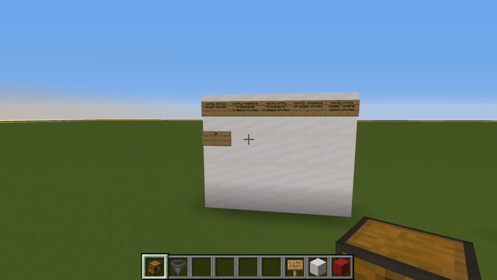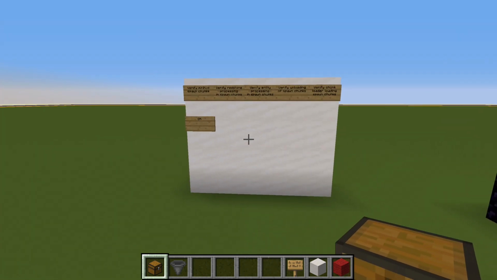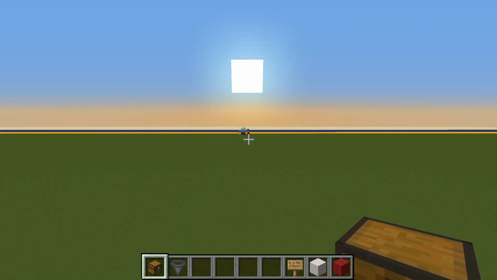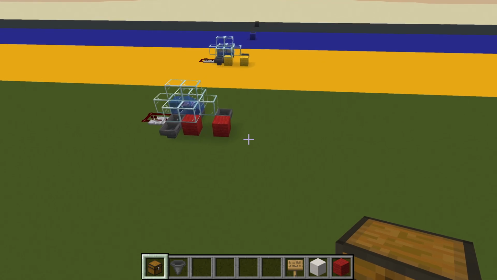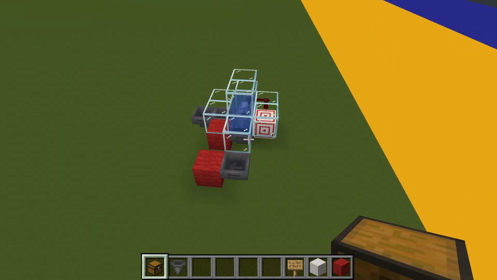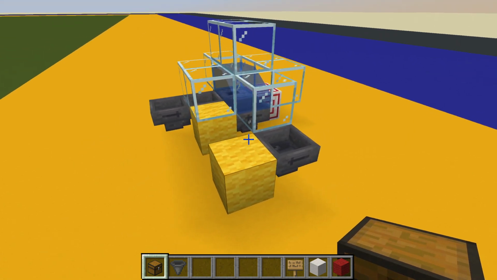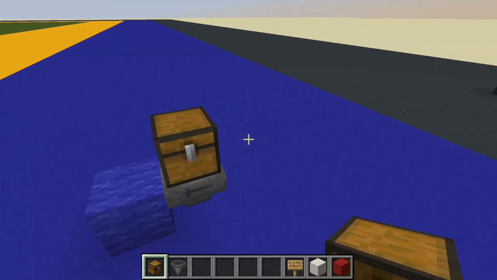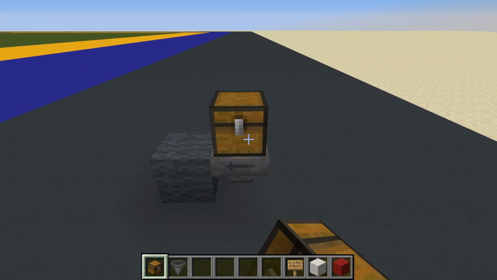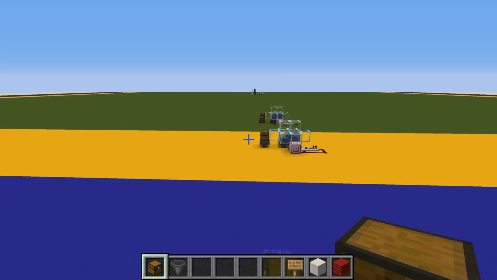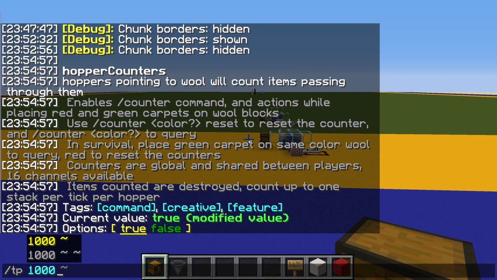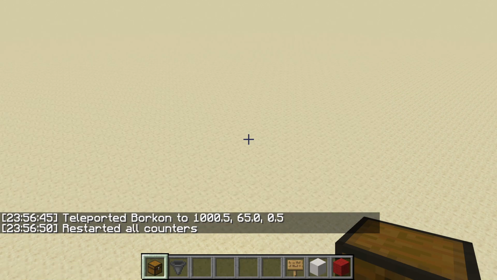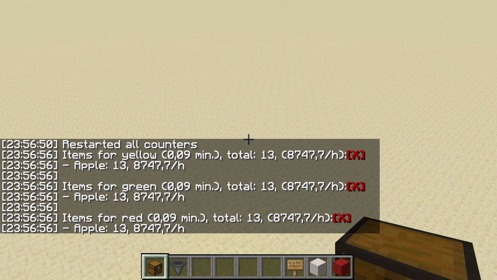So I have enabled hopper counters in the carpet mod, and if I put down a chest here, this is a chest full of apples, and then I will do the same thing over here. This is still within the fully processing chunks. We have apples here. We have apples here. We have apples here. And just for good measure, we put apples here. I will now teleport out of this place quite far away. Reset the counters. And look at what the counters are reporting now.